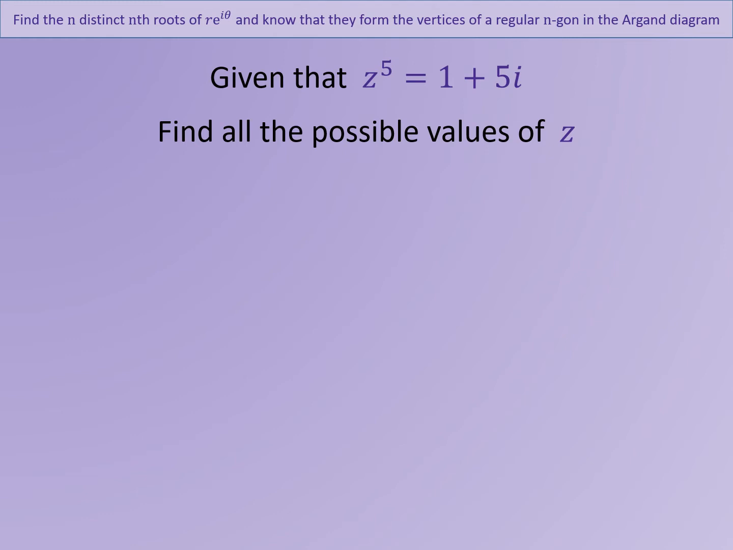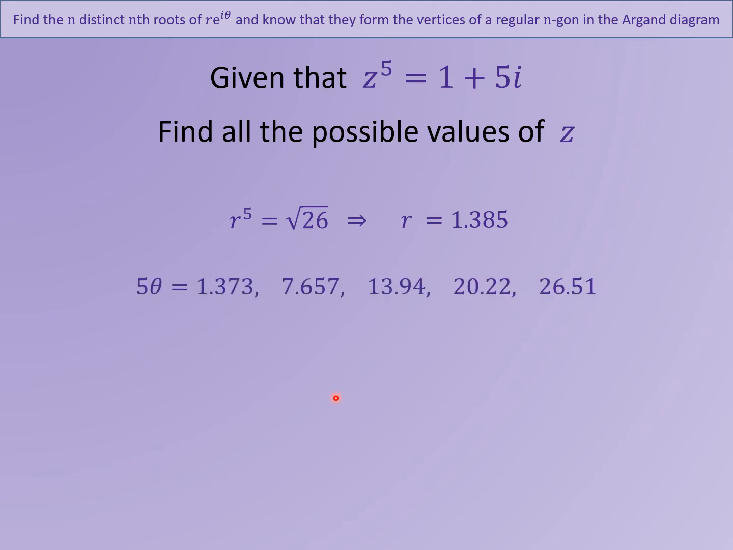Okay, so let's see if you've got the same solutions as I did. I got r to the power 5 equals root 26, so therefore r is equal to 1.385. I also got 5 theta is going to be 1.373. I keep adding 2 pi on until I've got 5 different solutions. There we go. And then I can get my theta values from there, noticing that all of these are between 0 and 2 pi. Fantastic.